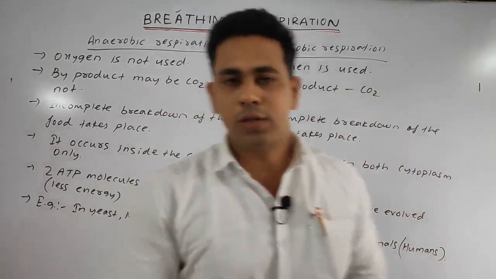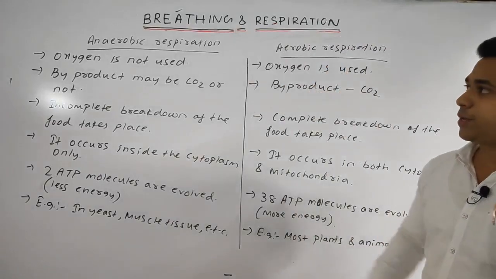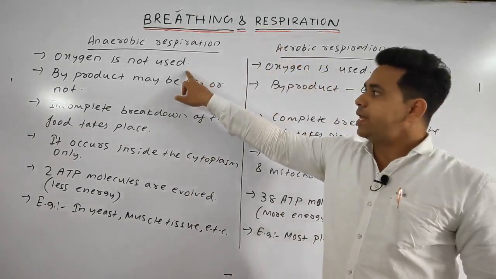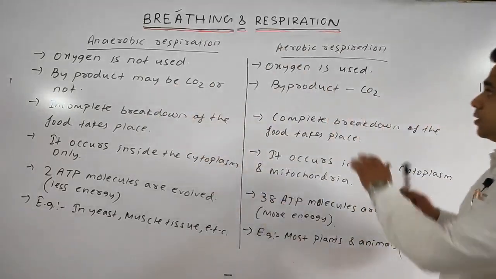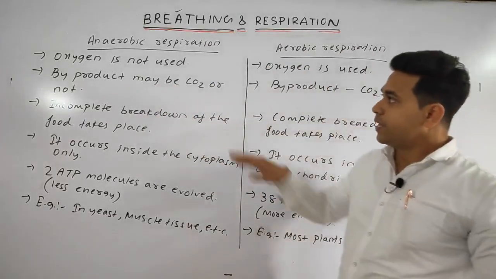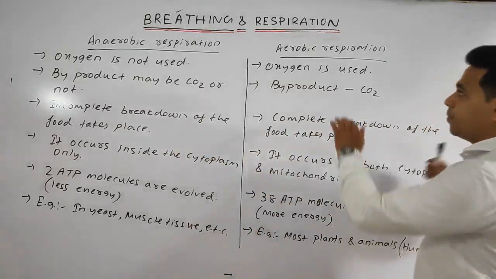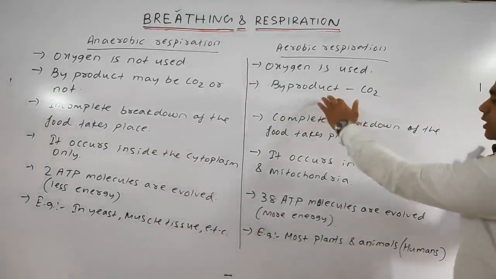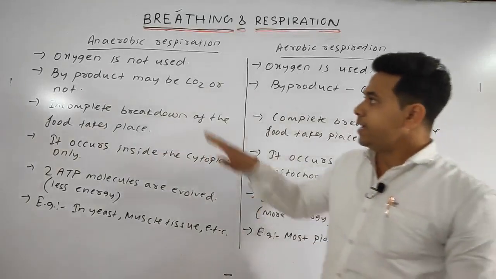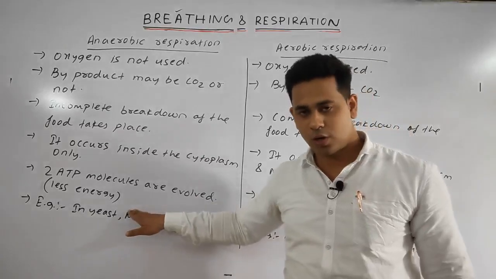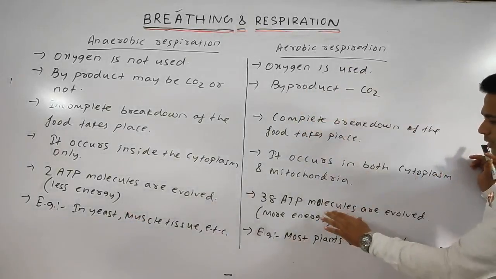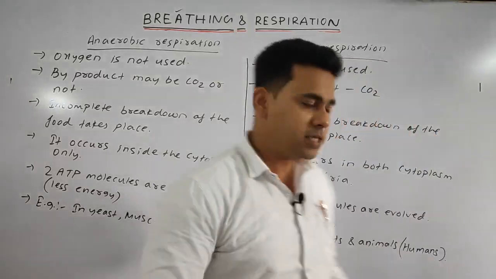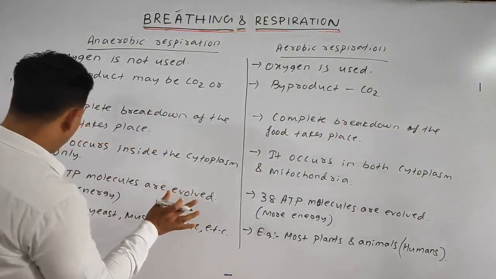So these are some general points. First point, anaerobic means oxygen is not used. Aerobic, oxygen is used. In anaerobic, the byproduct may be CO2 or not. But in aerobic, the byproduct should be CO2. In anaerobic, incomplete breakdown of the food takes place. But in aerobic, complete breakdown of the food takes place. In anaerobic, it occurs inside the cytoplasm only. But in aerobic respiration, it occurs in both cytoplasm and mitochondria. In anaerobic, 2 ATP molecules are evolved, which is less energy. In aerobic respiration, 38 ATP molecules are evolved, which means more energy is released.